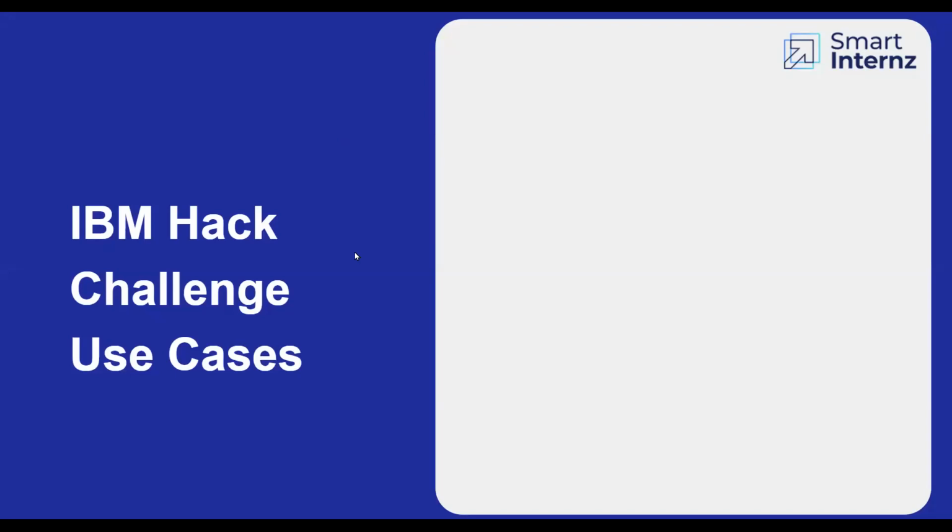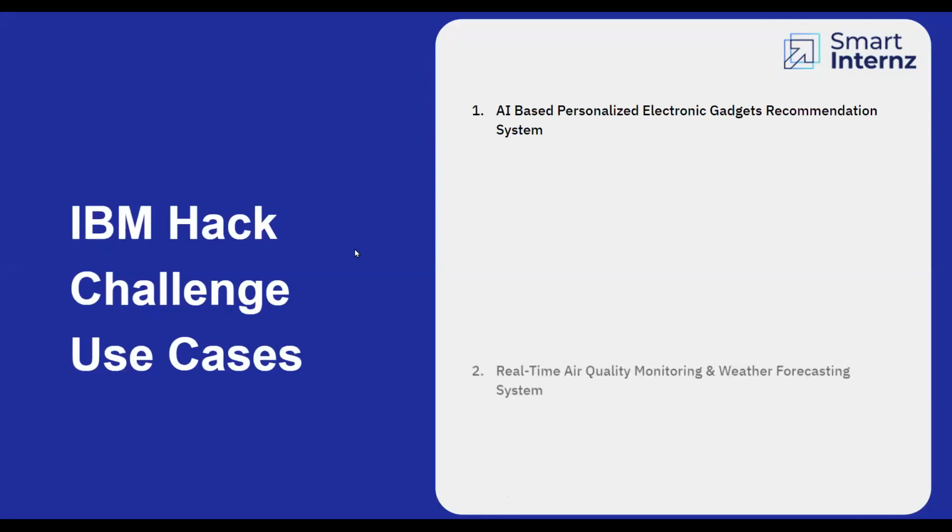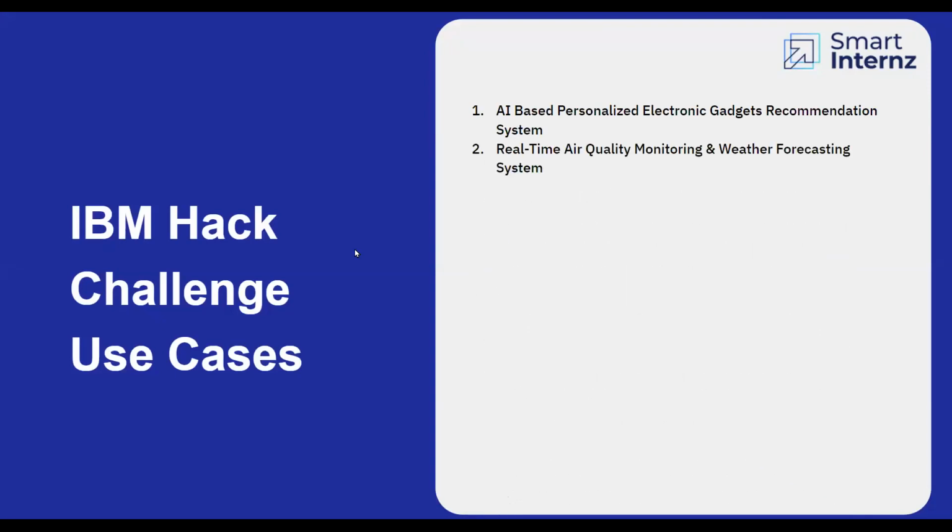So yeah, let's just look into the first use case we have. The first one is AI-based personalized electronic gadget recommendation system. The second one we have is real-time air quality monitoring and weather forecasting system. The third one we have is develop an accurate model for cricket pose estimation.